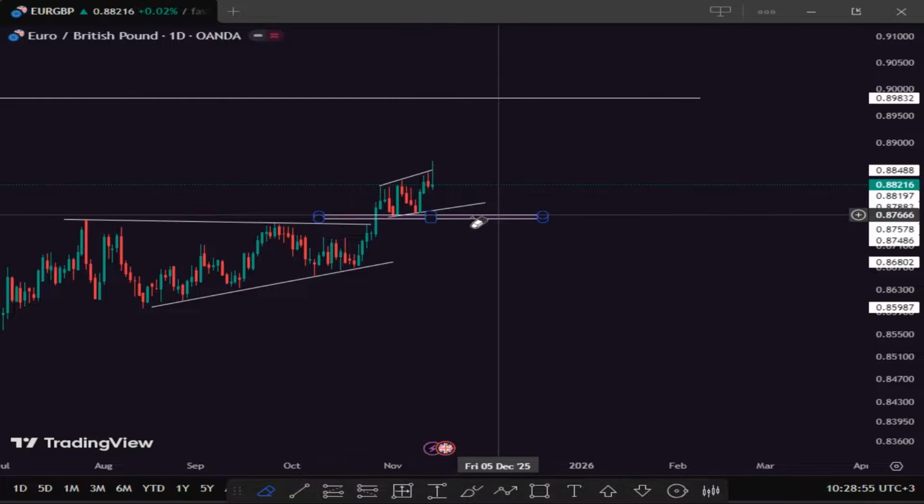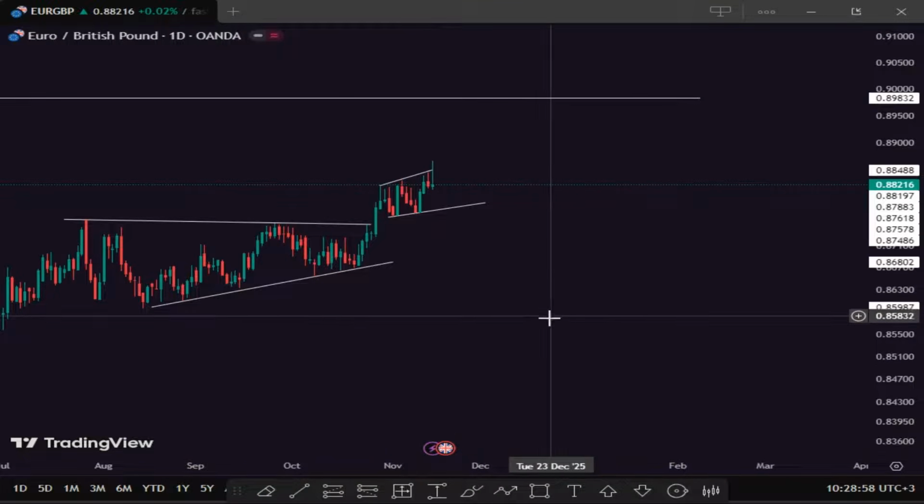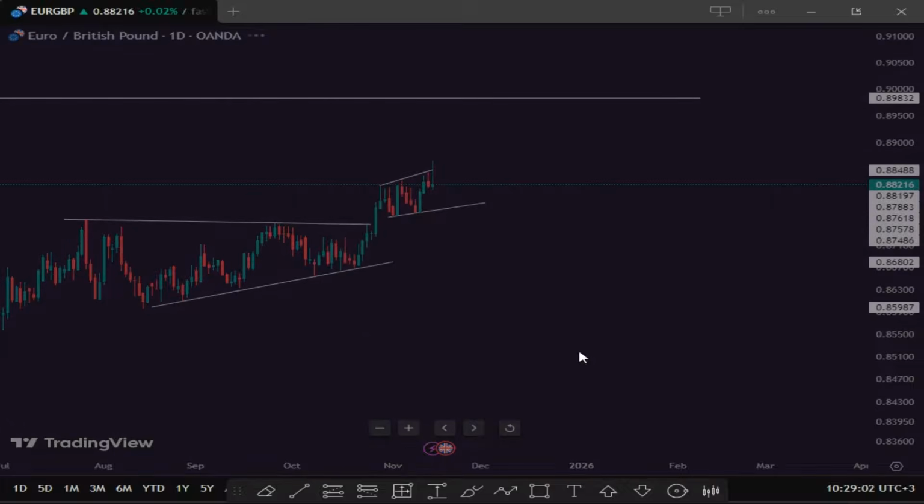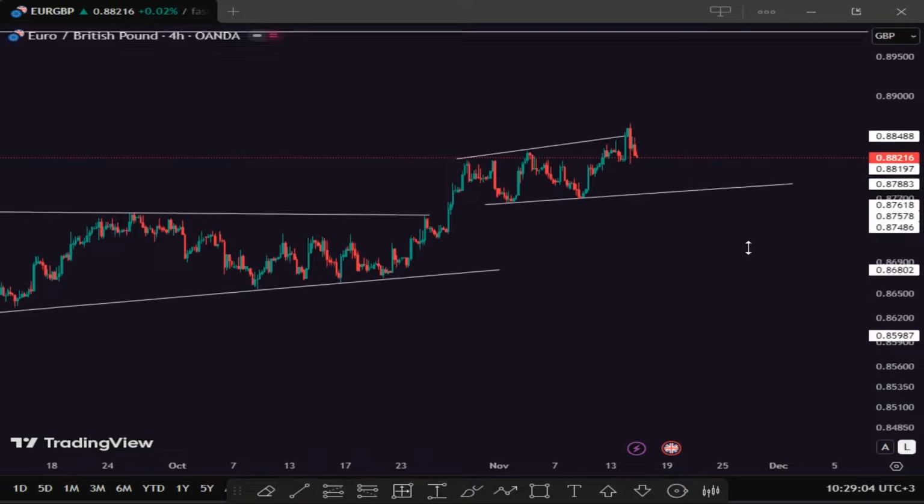So basically, I have another pattern right here. The next thing, I'm looking for buys. It's just the same thing. I'll go to the H4 real quick. You see how I'm simplifying my analysis right there.